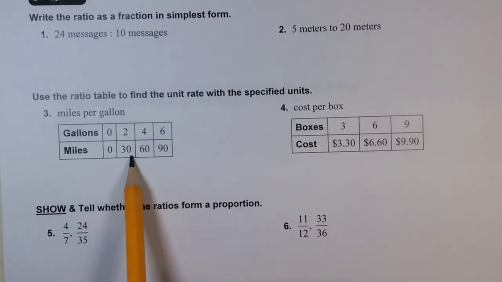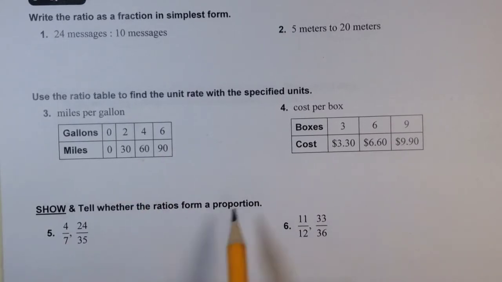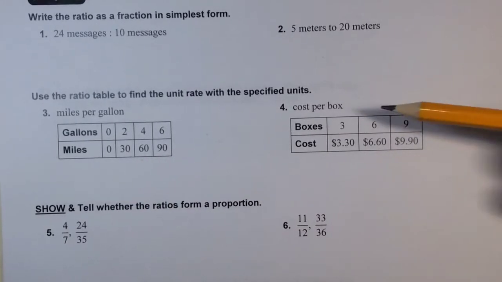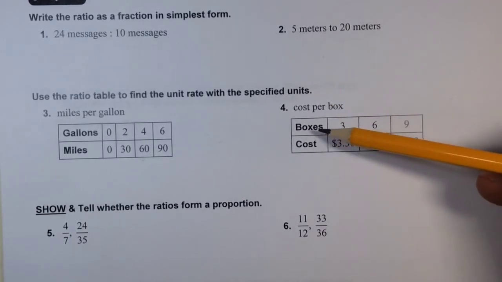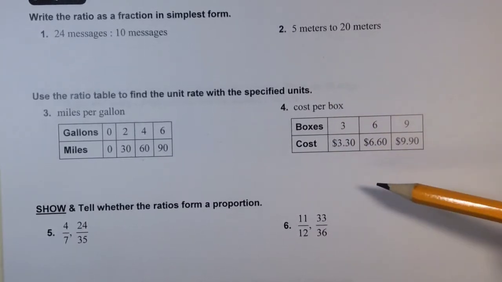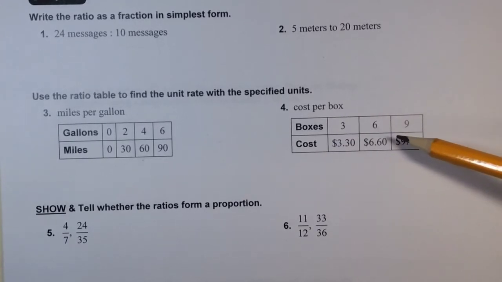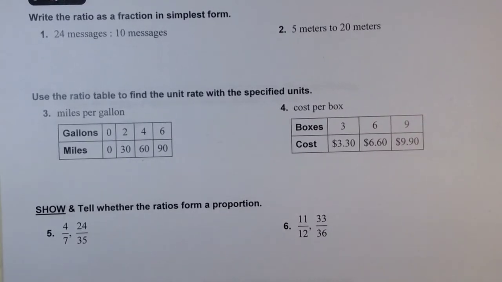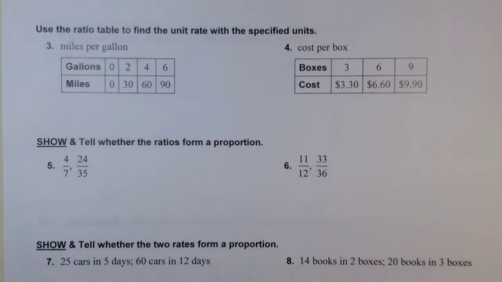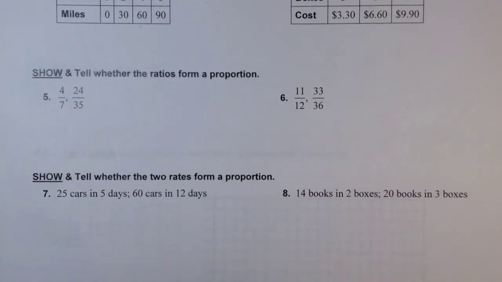You can choose any of these 3 to do that, because all of them will give you the same unit rate. Same thing over here. Remember, it's cost per box. So the cost goes on top, the box goes on the bottom, and you simplify till it's a unit rate, meaning you have a 1 in the denominator. You can choose any 3 of these, and if you take it to its unit rate, they'll all be the same unit rate because they're proportional.